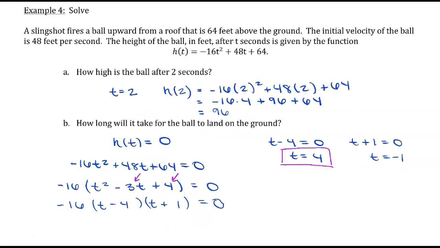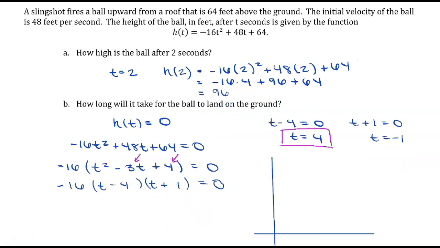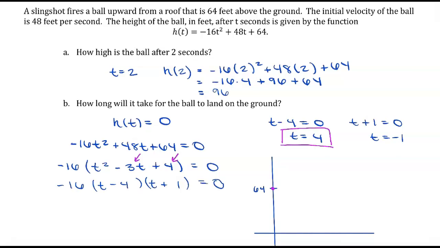Let's sketch a picture of this function. Looking at the first sentence, we're told that the slingshot fires the ball from a roof that is 64 feet above the ground. That means that at time 0, when t is equal to 0, the ball starts at a height of 64 feet. We also learned that it is launched upward, so we expect our graph to begin by increasing. We also calculated that when t is equal to 2 seconds, the ball was at a height of 96 feet. So we can add that point to our graph.